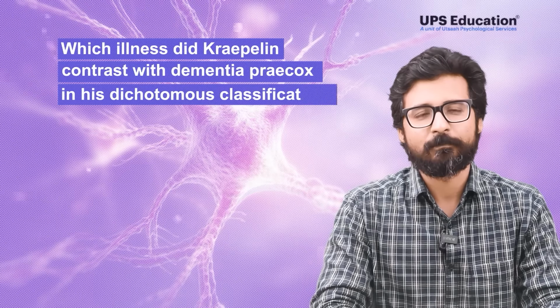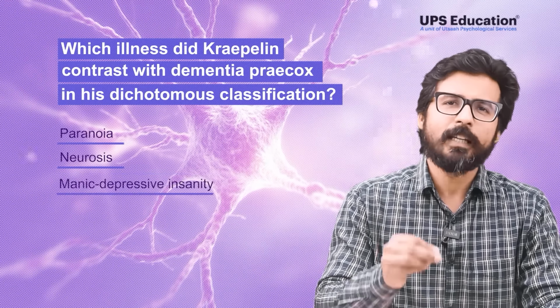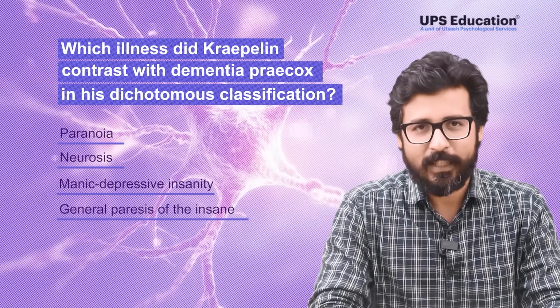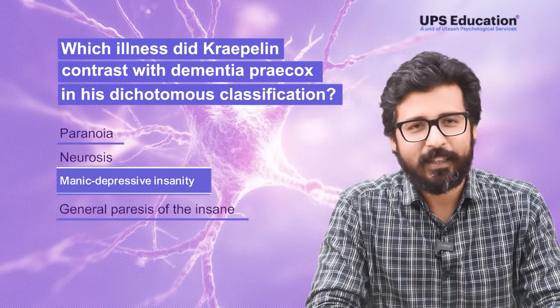Question number 3. Which illness did Kraepelin contrast with dementia praecox in his dichotomous classification? Option A, paranoia. Option B, neurosis. Option C, manic-depressive insanity. And option D, general paralysis of the insane. And the correct answer is manic-depressive insanity.